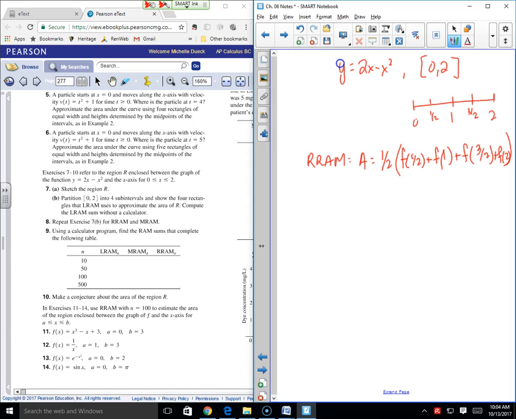And so to finish this off, you just need to go ahead and plug 1/2, 1, 3/2, and 2 in, multiply by 1/2. And technically, if you're using your calculator, I would probably make this y1, right? And do 1/2 times y1 of 1/2 plus y1 of 1 plus y1 of 3/2 plus y1 of 2.